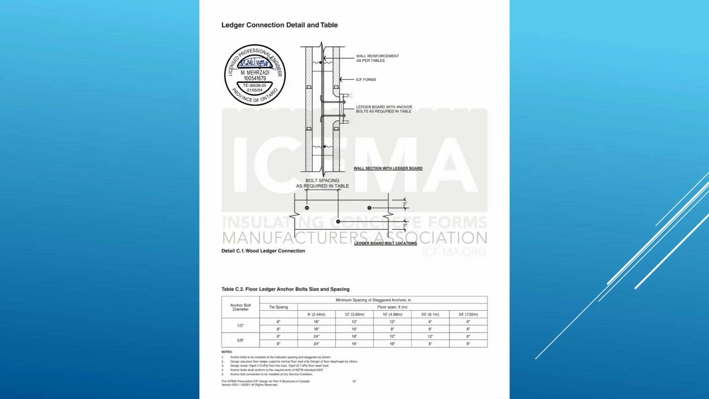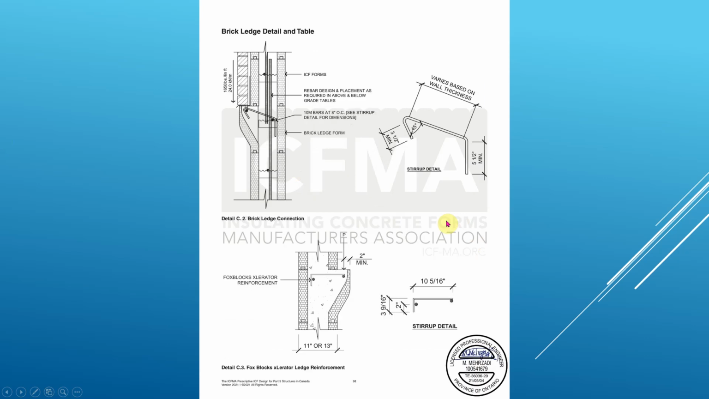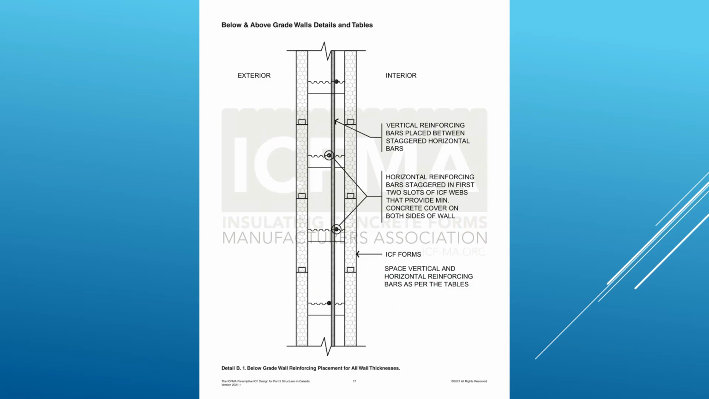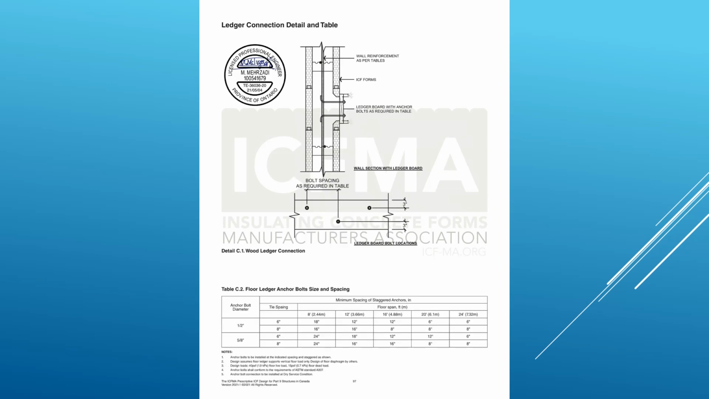They give you a diagram for a ledger detail and a table for your bolting. Tie spacings and floor span are the same as the building code, but a little clearer in how they want that handled. And then they talk about brick ledge and stirrups here, and how they bump it out here. And the placement of the bars, so there's lots of great information in there for us. Floor ledger anchor bolts, again, we went through that.